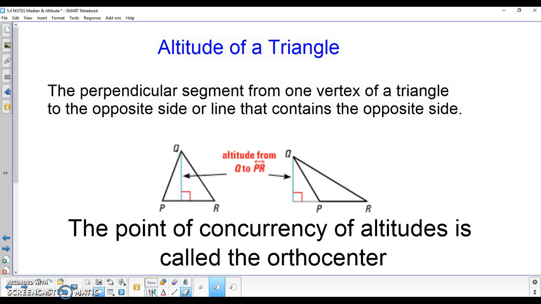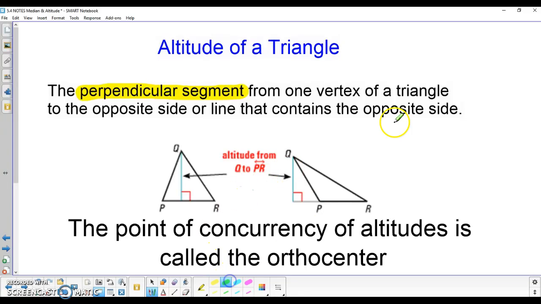This video is going to talk about how to construct an altitude of a triangle. The requirements to construct an altitude are going to be two parts, kind of like how we had for the perpendicular bisector. The altitude of a triangle is indeed a perpendicular segment. However, this perpendicular segment must be perpendicular to the opposite side of the triangle.